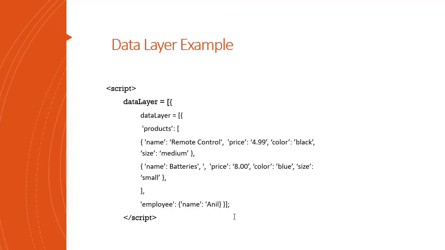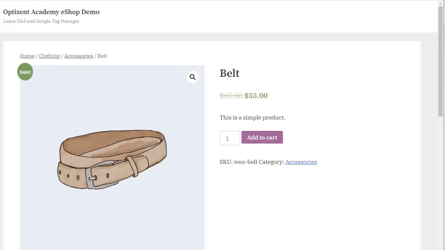However, as an analyst working with Google Tag Manager, you need to understand the construct of the data layer so you can make sure it's capturing the right information, as well as know how to grab the values within Google Tag Manager. Now let me go to a site and show you how the data layer looks on the site.